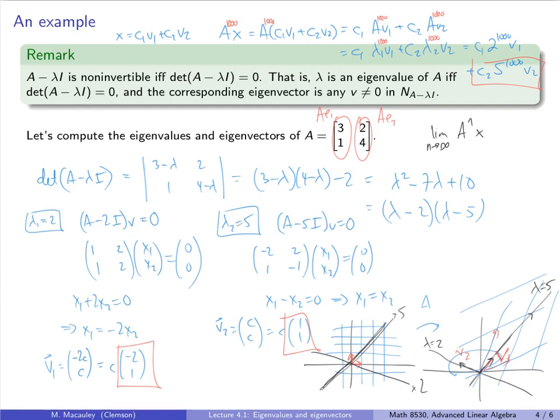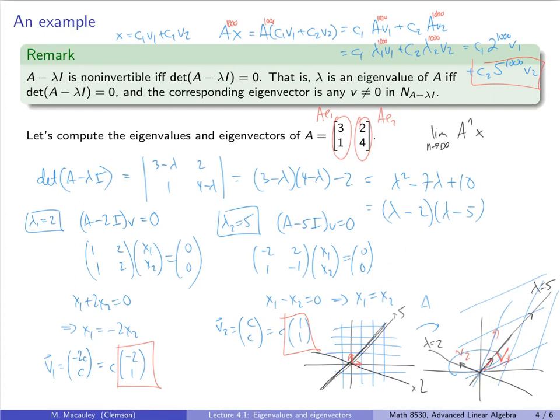As we will see, we won't always have a full set of eigenvectors, but later in this series of lectures, we will see how we can make up for that by what's called generalized eigenvectors. And we will always have a full set of generalized eigenvectors.